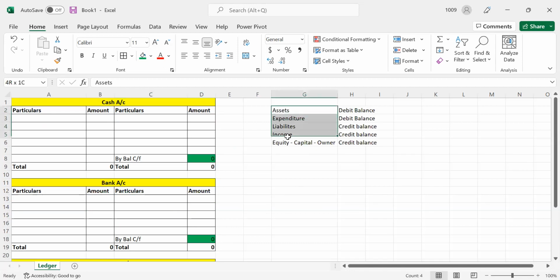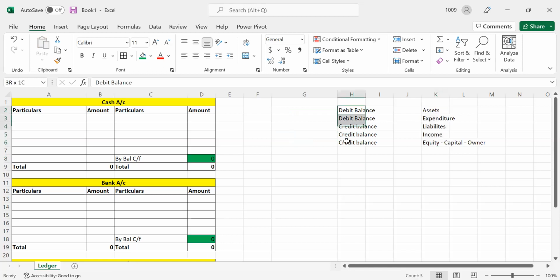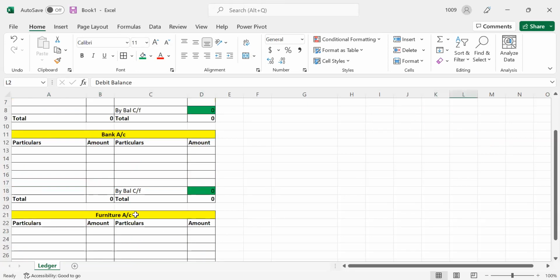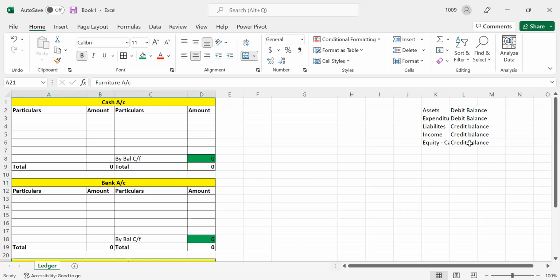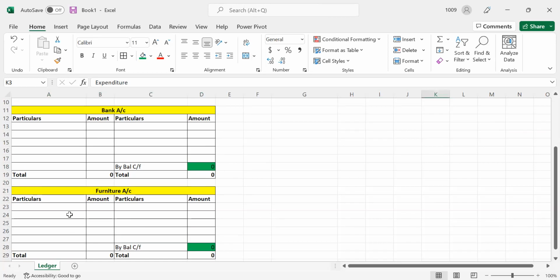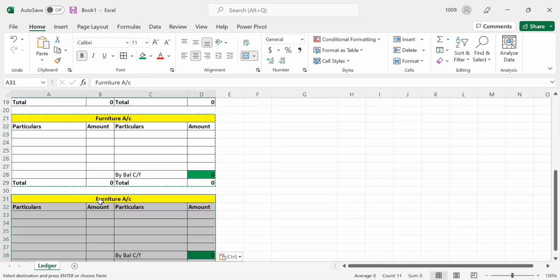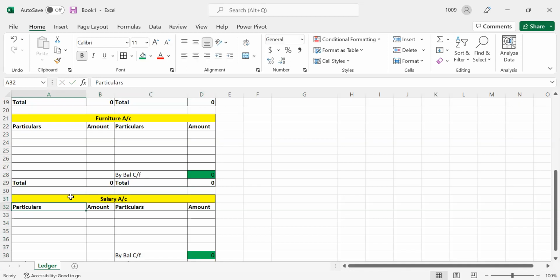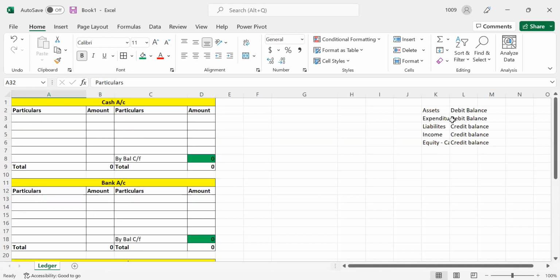One more thing that I'm going to share with you: let's say you have some accounts which have a credit balance. Cash is by default, we know assets have a debit balance, bank assets debit balance, furniture assets debit balance. If we have some expenditure, no doubt for the expenditure you will copy and paste here. Let's say salary is expenditure, so salary will be having a debit balance because of this.